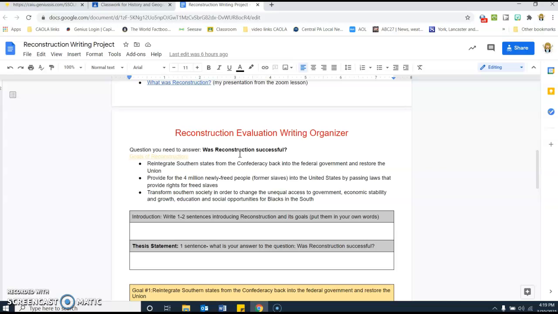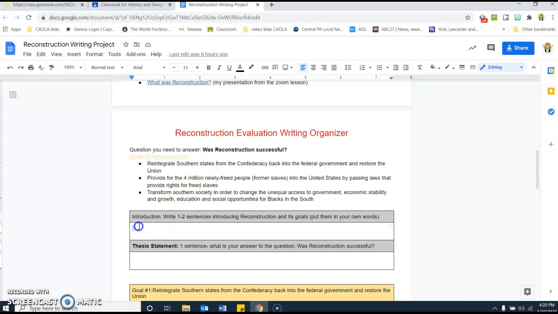Well, in order for you to judge whether or not it's successful, I have laid out its 3 goals right here. So these are the 3 things that Reconstruction was trying to complete, trying to address, trying to work through in the years of Reconstruction. So in order for you to determine if it is successful, you need to provide evidence of whether they did or did not meet those goals.